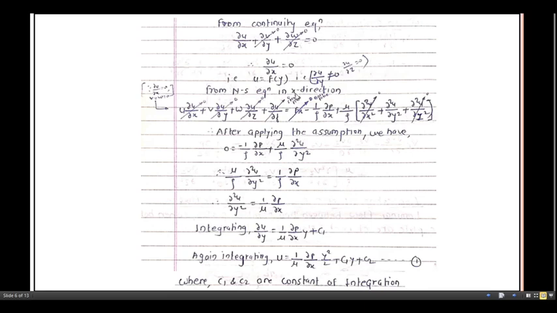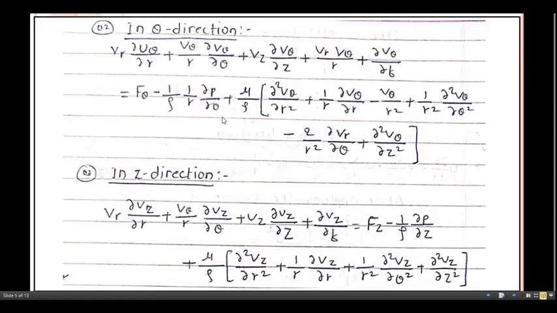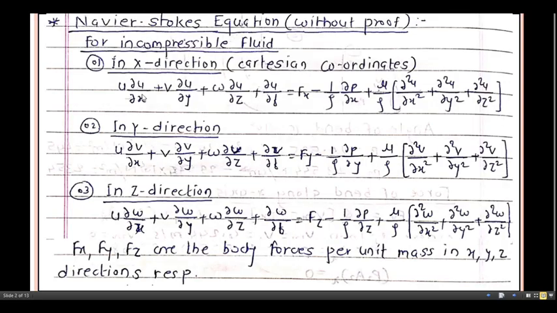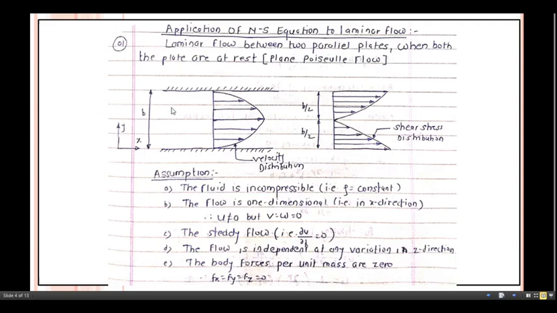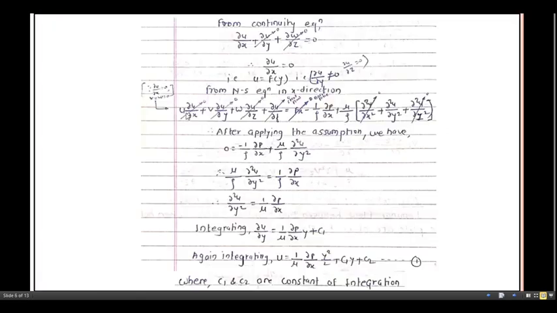Okay, from the Navier-Stokes equation in the x direction, we have already seen this relation, the equation along the x direction. So we can use the same equation here. Now see here: u ∂u/∂x plus v ∂u/∂y plus w ∂u/∂z plus ∂u/∂t equals fx minus 1 upon rho ∂p/∂x plus mu by rho into ∂²u/∂x² plus ∂²u/∂y² plus ∂²u/∂z².